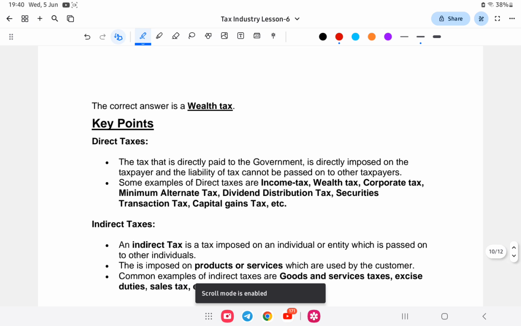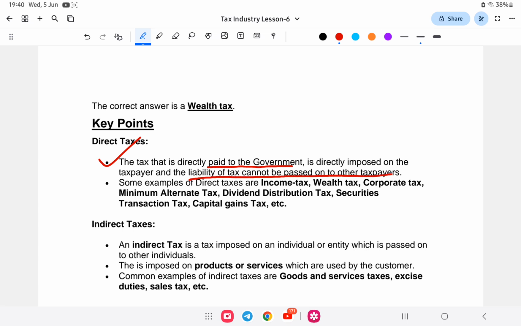A direct tax is a tax paid to the government directly, imposed on the taxpayer, and the liability of the tax cannot be shifted onto other taxpayers. For example, wealth tax, income tax, corporate tax, minimum alternate tax, dividend distribution tax, and tax on securities capital gains. That is the concept of direct taxes. As your income increases, the tax you pay increases.